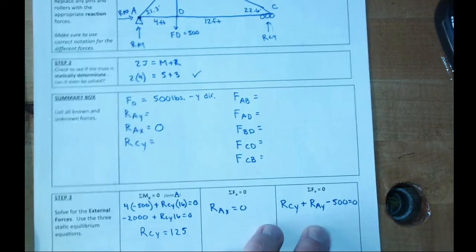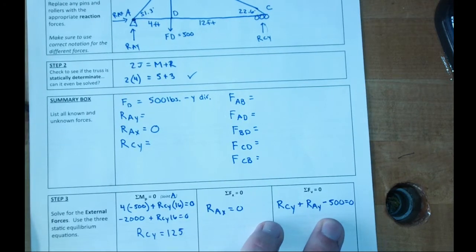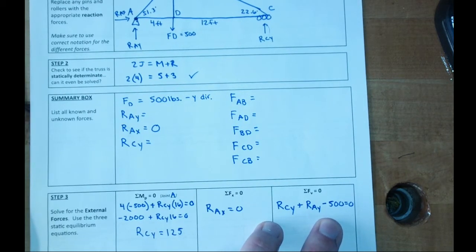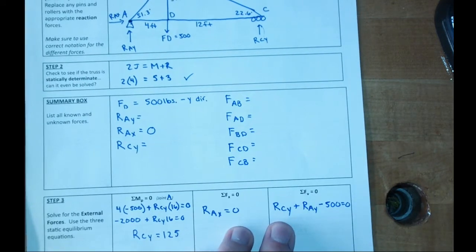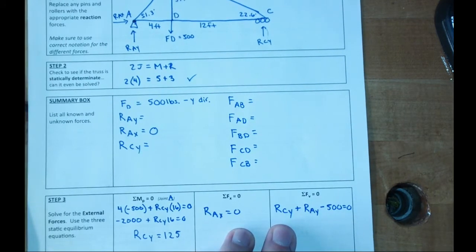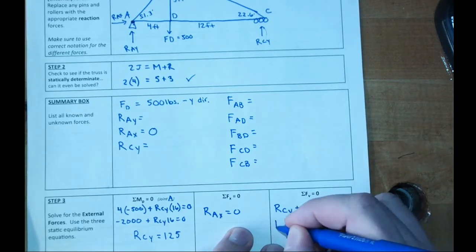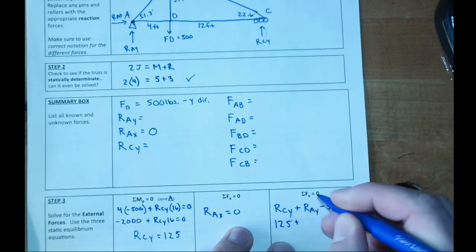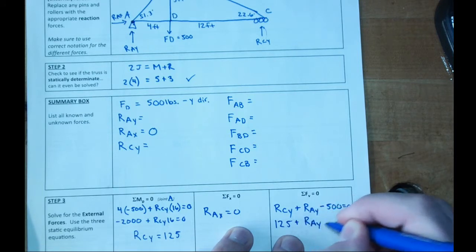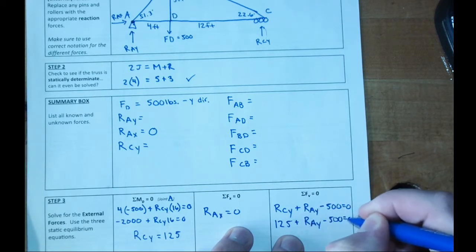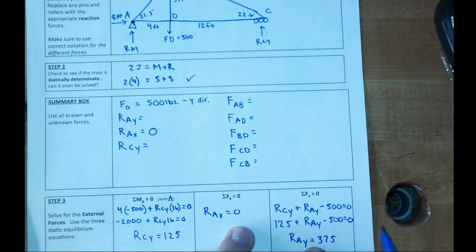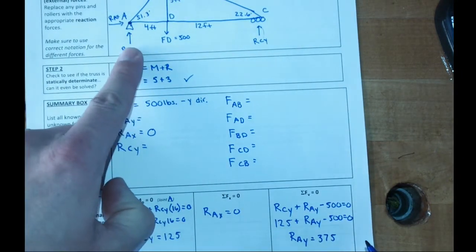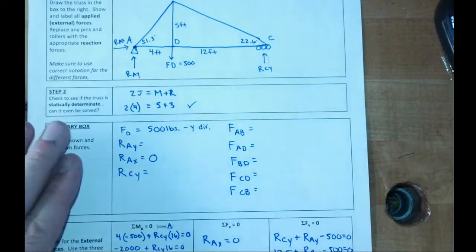RCY plus RAY minus the 500. All right, children, freshmen. So from there, we can solve. We know what RCY is. Guys, I'm not going to ask you again. We know what RCY is, so we can plug that in: 125 plus RAY, which is what we're looking for, minus the 500 is equal to 0. You do the simple math in this case. RAY equals a positive 375. Because it's positive, we guessed the arrow direction correctly.